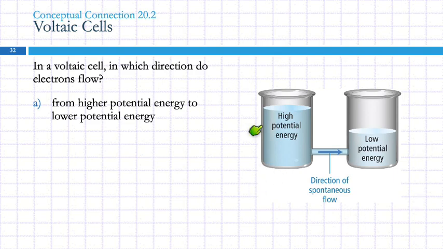So this is another way that we can look at it. So if we have two beakers here, and they have a connection between them, and we have a low height of liquid in one and a high height of liquid in the other, which direction is the liquid going to flow? Well, it's going to flow from the high potential energy to the low potential energy, right? They're going to go until the level is equal in both of them.